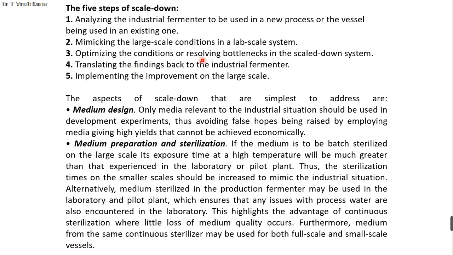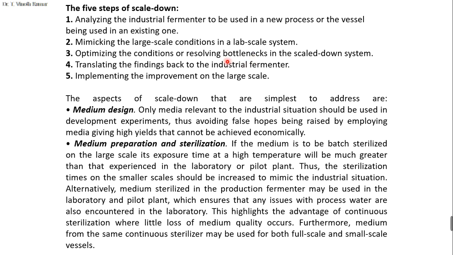Optimize the conditions or resolve the bottlenecks in the scaling down system. Optimizing the conditions means if you are scaling down, the problem may be minimizing the power of the motor, and also controlling parameters like minimizing the compressor size and everything. You just have to look into that. That is the bottleneck that may be the problem, and this may be easily tackled when compared to scaling up. Scaling down is a little easier when compared to scaling up, because you are going to minimize expenditure, minimize the infrastructure, and minimize the complexity of the machines and everything.